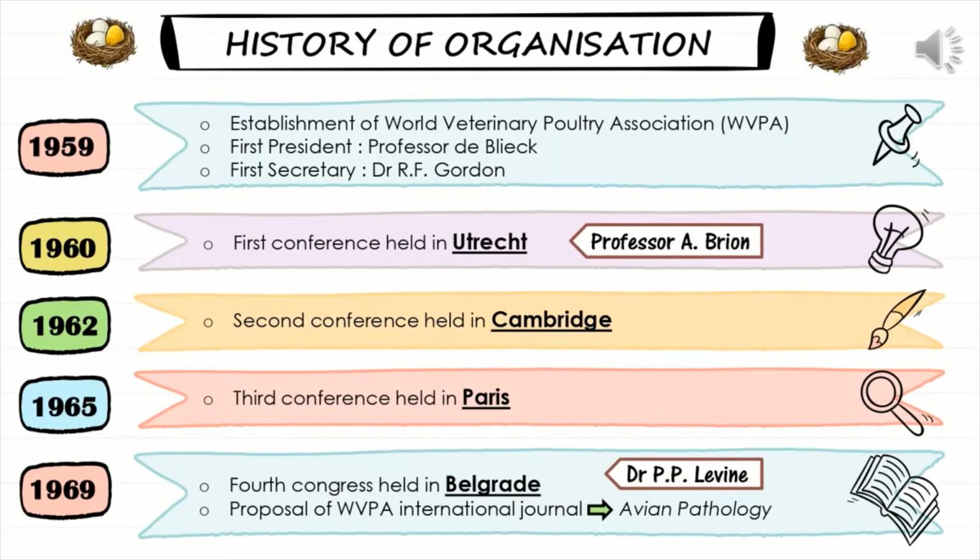World Veterinary Poultry Association was formed in 1959, led by Professor Dibliak and Dr. Gordon. The first, second, and third conferences were held to discuss the WVPA journal. The fourth congress was led by Dr. Levine for the proposal of the WVPA journal, later called Avian Pathology.